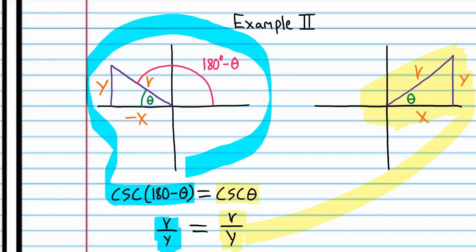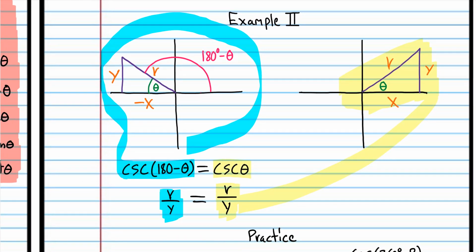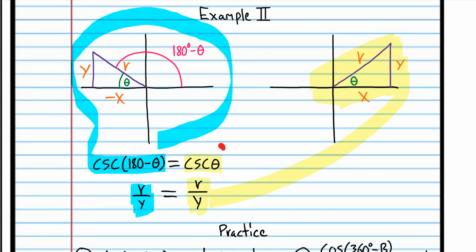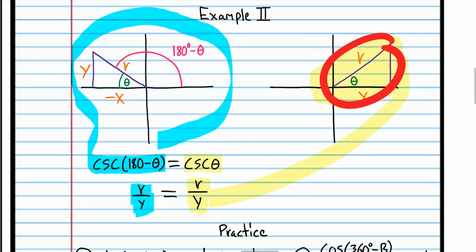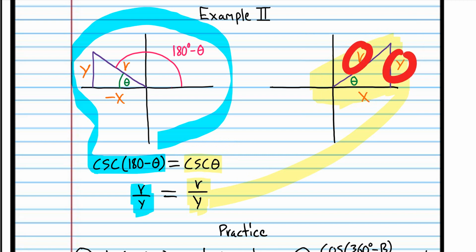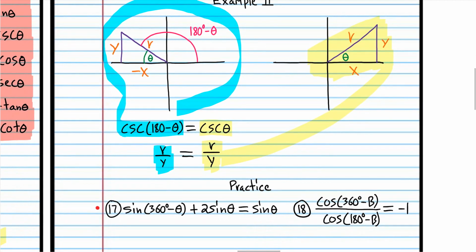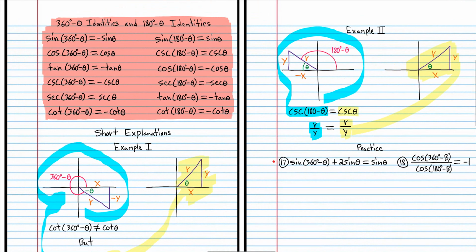So that pink angle is 180 minus theta. Using cosecant as an example, cosecant of that pink angle is the hypotenuse divided by the opposite side. If you compare that to cosecant theta, assuming theta is acute, it would be in the first quadrant, and you also get r over positive y, which means that they are equal. So that's how you figure out these formulas.